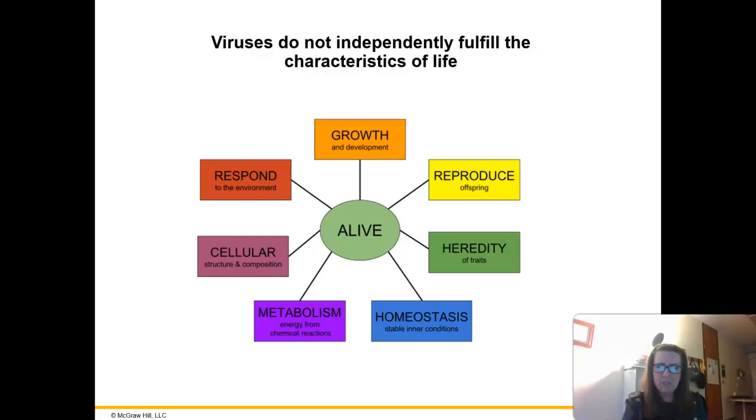Metabolism, we know that viruses will be hijacking their host and having the host essentially help with their metabolism. They are acellular in nature. They are not cells. They have a completely different structure. And we know that living things respond to the environment. So this kind of goes hand in hand with homeostasis. You have to be able to respond to make sure that you're staying in that happy medium we call homeostasis.